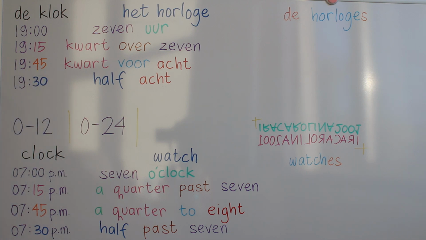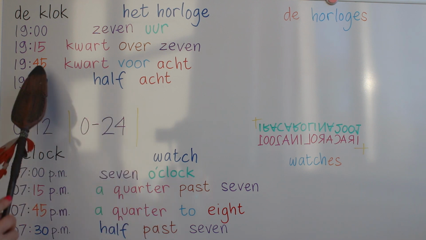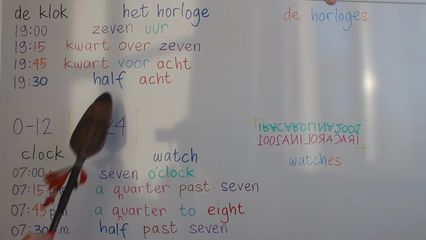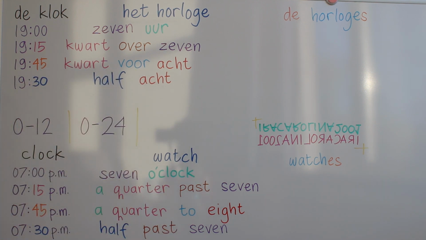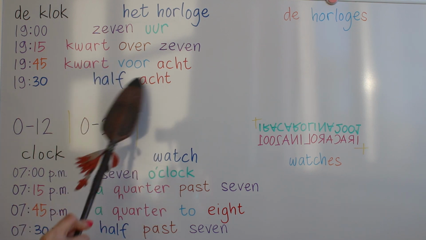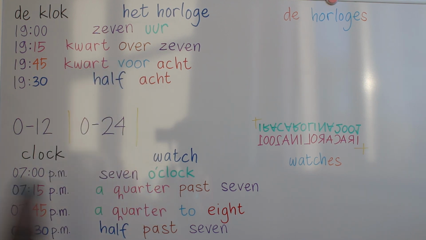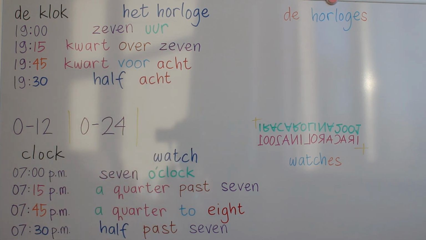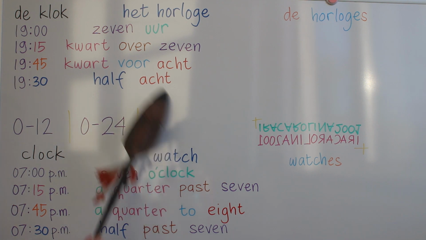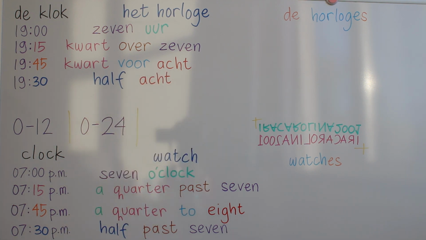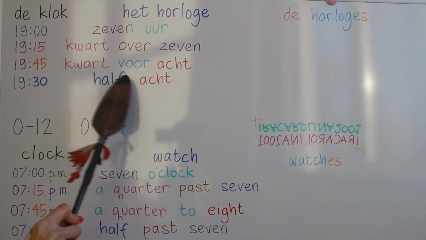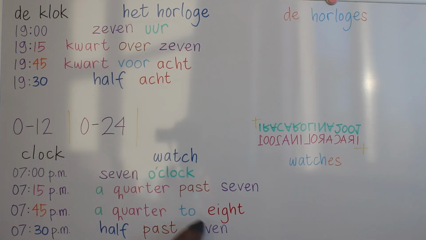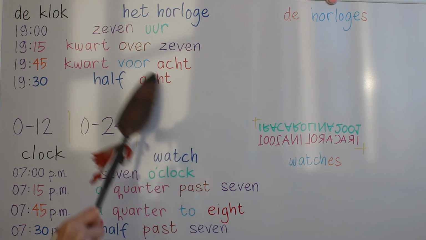In this one, a quarter to 8. Kwart voor 8. Voor, with a really bold V. Voor. So, to is voor. 8.